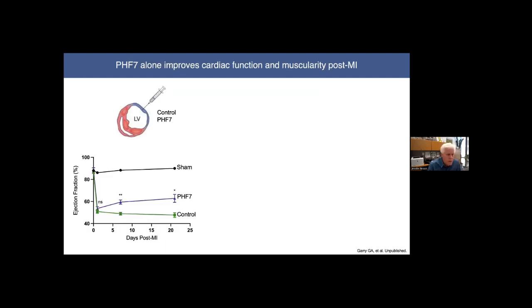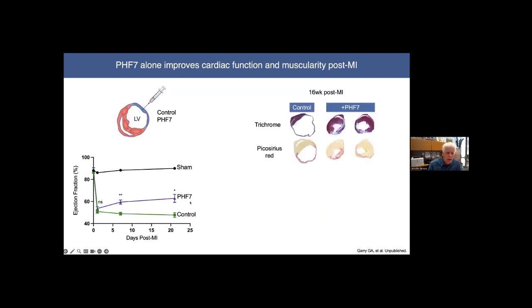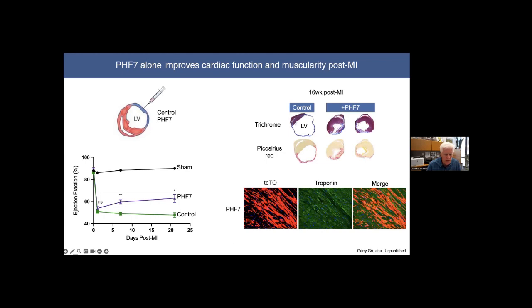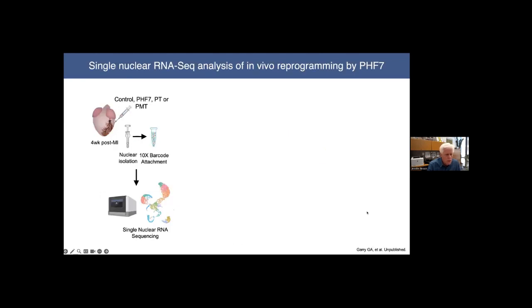So lastly, we've asked, well, what can PHF7 do on its own, if anything? And this is ongoing preliminary work, which we're still trying to understand. But as we've shown here, when we inject retrovirus encoding simply PHF7 alone into the infarct zone, it can improve cardiac function, and it can improve muscularity of the heart and diminish cardiac fibrosis. And you can see that here by immunostaining. So the last two slides, I'll show you some ongoing work that is still in progress.